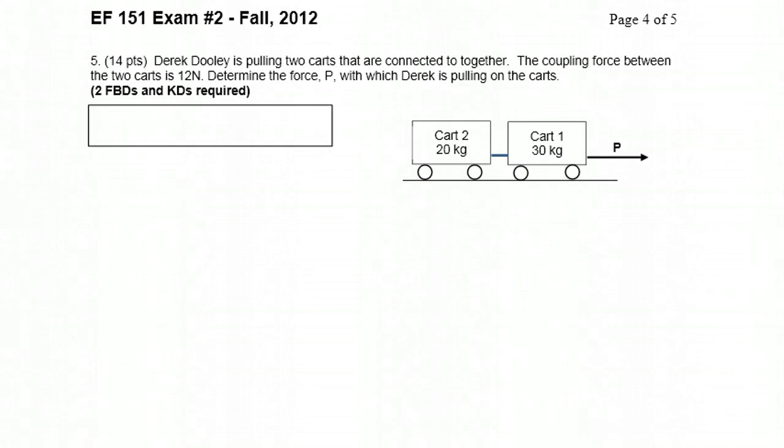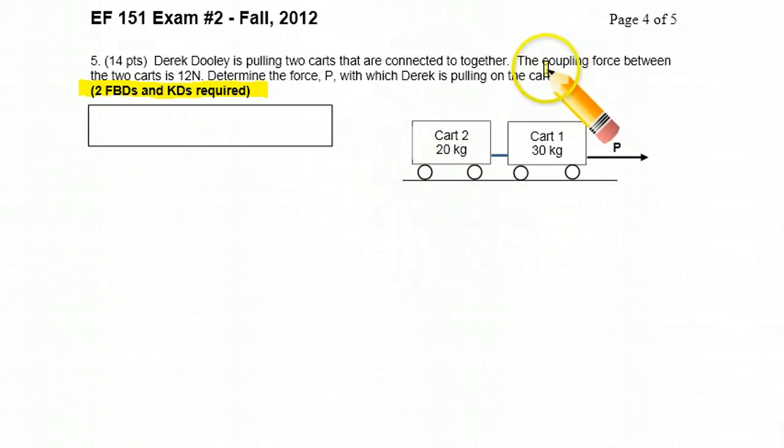Pulling two carts connected, coupling force is given. We want to determine the force P. So we've worked lots of problems like this. We give a little bit of a hint here that says there are two free body diagram and kinetic diagrams required.